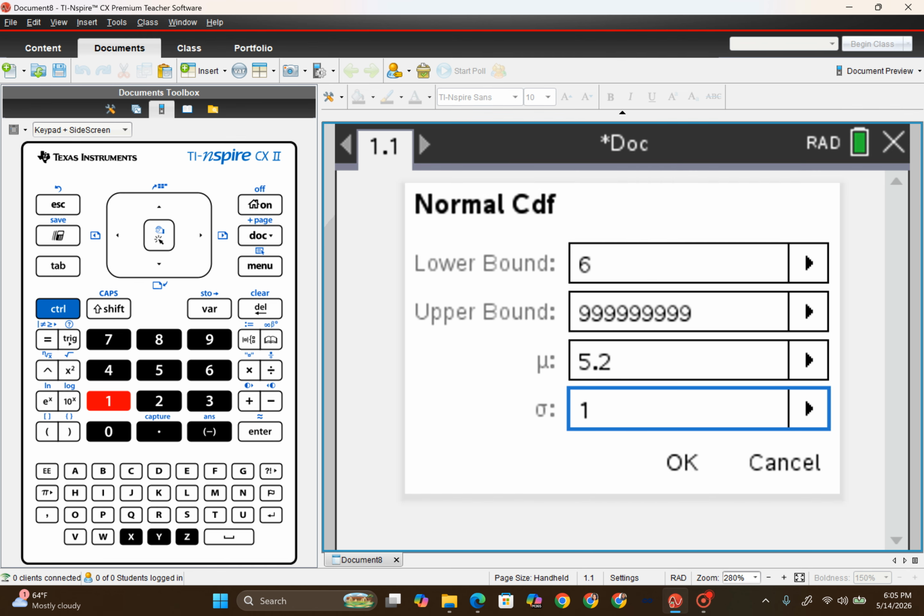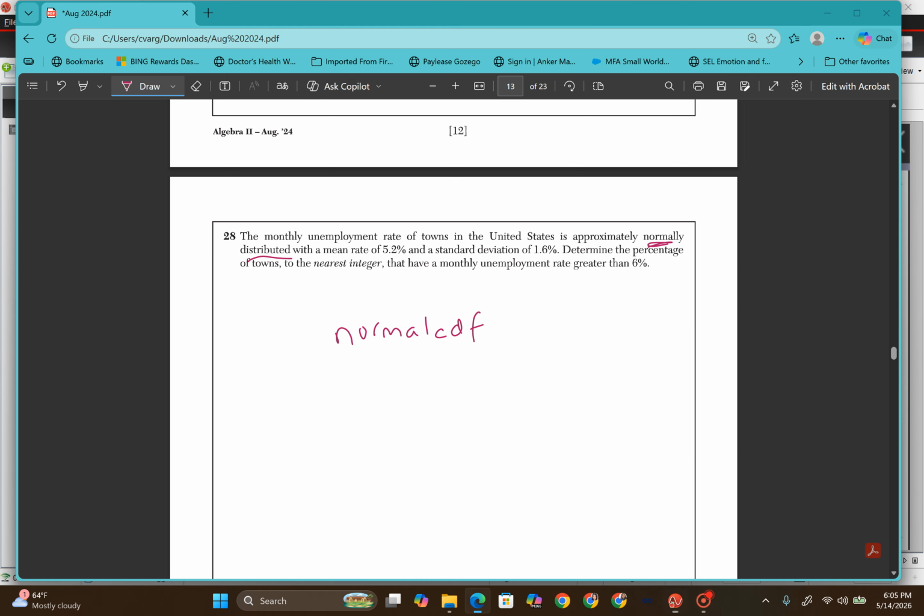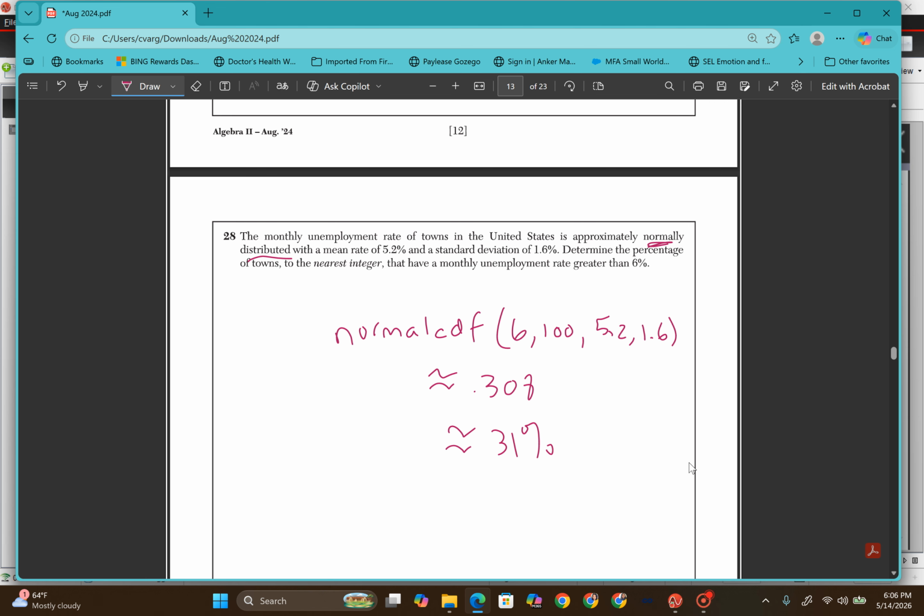And then you're going to hit OK. And it gives you, right, 0.3085. So then I go to my question. I put down what I put into the calculator. 6, 100, the mean was 5.2. And the standard deviation is 1.6, and this answer was 0.308, which is about 31%, right? It says to the nearest integer, so that is 31%. All right, so that's question number 28.